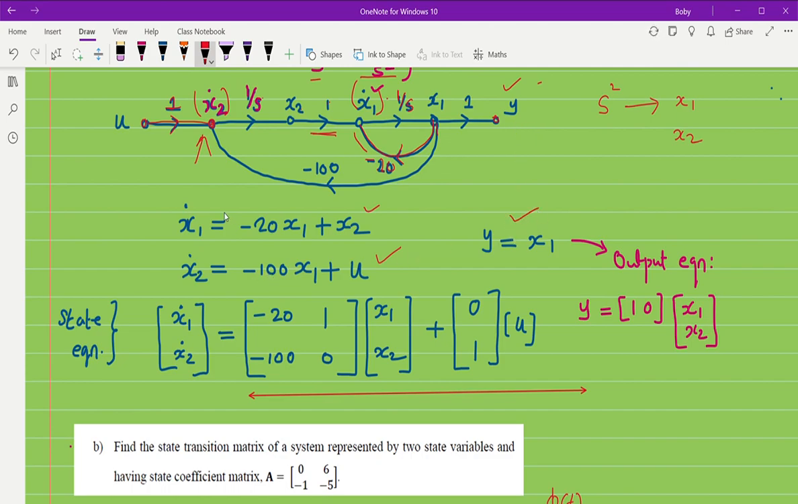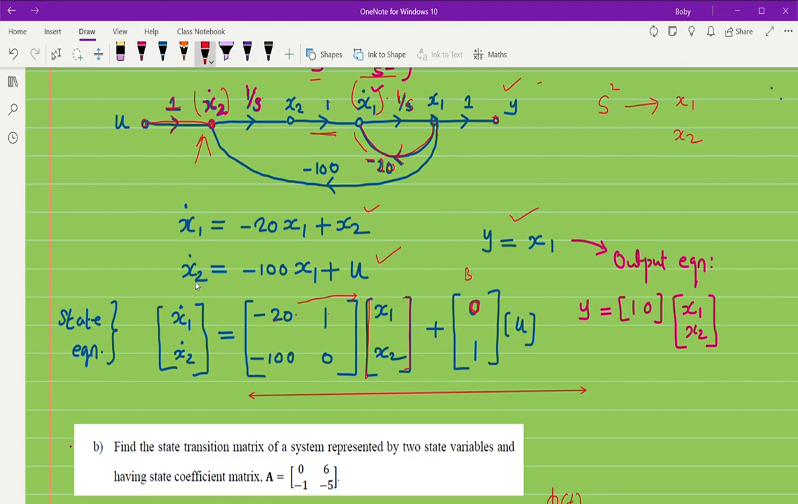Using these two equations we write the state equation. That is x1 dot, x2 dot. So minus 20 x1 plus x2, you can see the state variables here are x1 and x2. The first row will be minus 20 and 1, so minus 20 times x1 plus 1 times x2 plus u terms. Here the B matrix's first element is 0, 0 times u, so there is no u here.